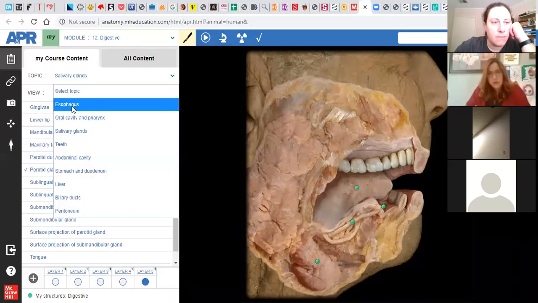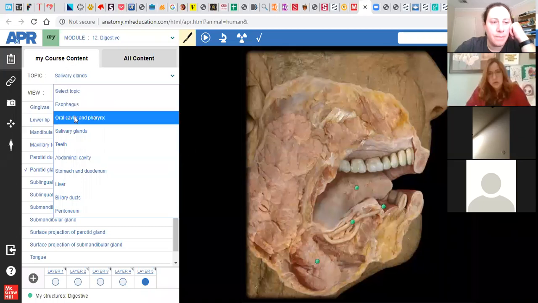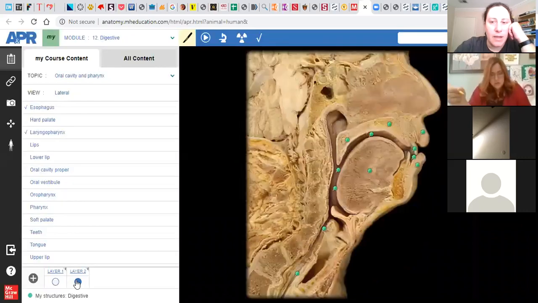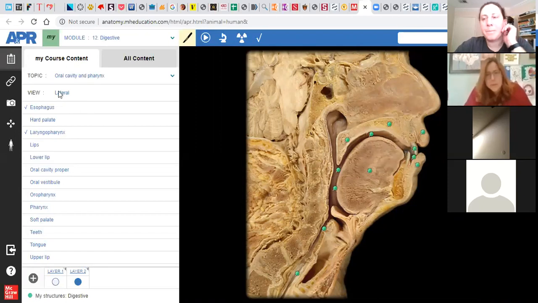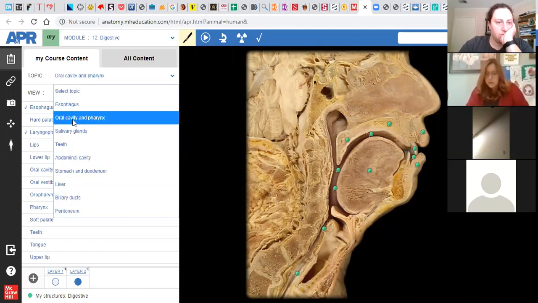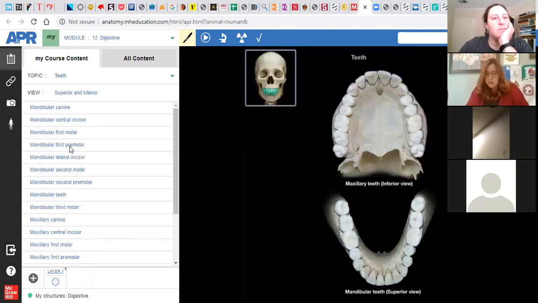I think this one's also showing all the salivary glands. Yep. We've got oral cavity too, but for this one, they didn't really do the teeth, right? We just have these little slivers of teeth, and so it's not a good view for that. But they made a whole view just for the teeth, so I'm going to use it.